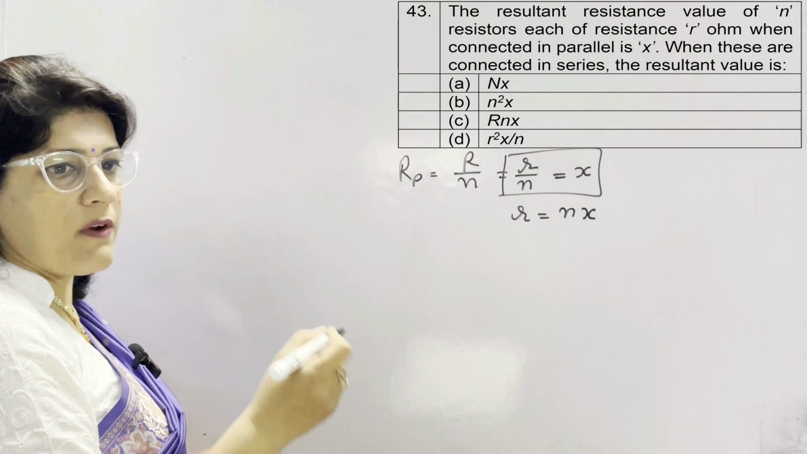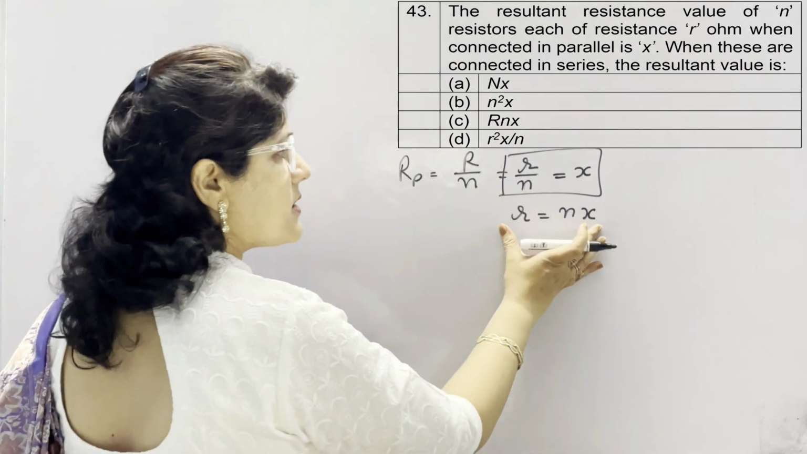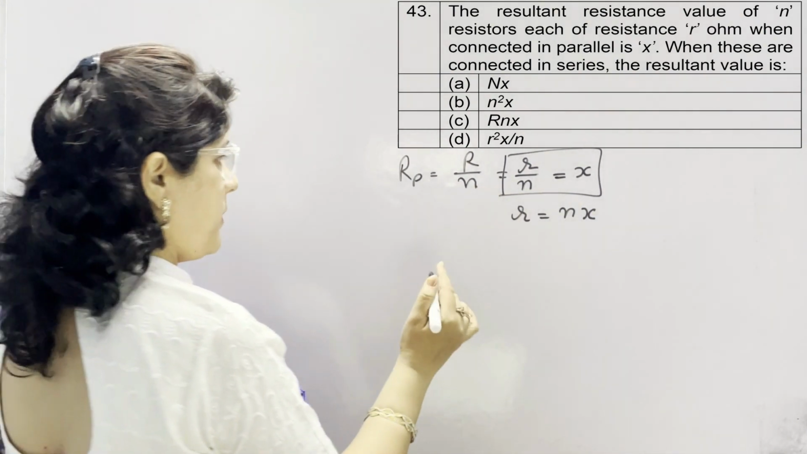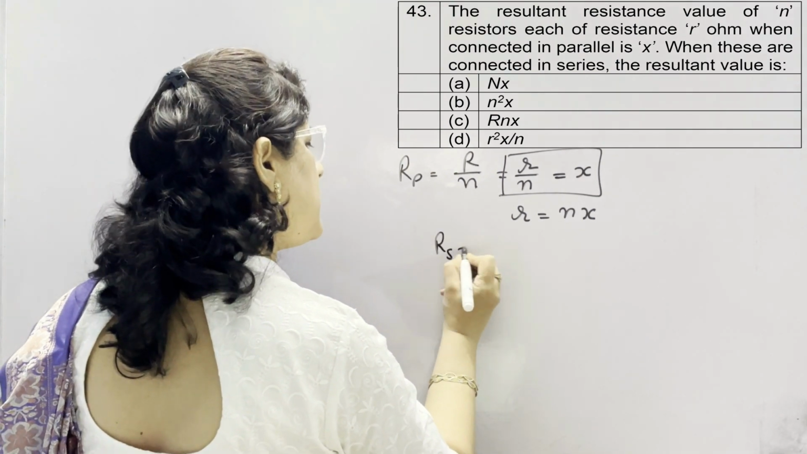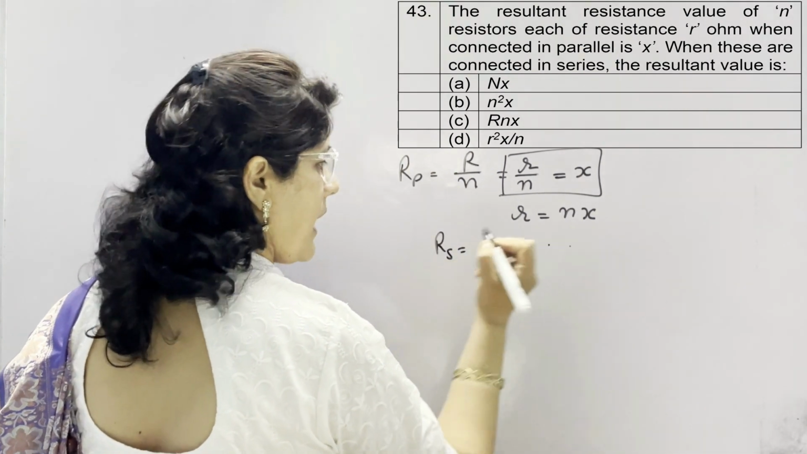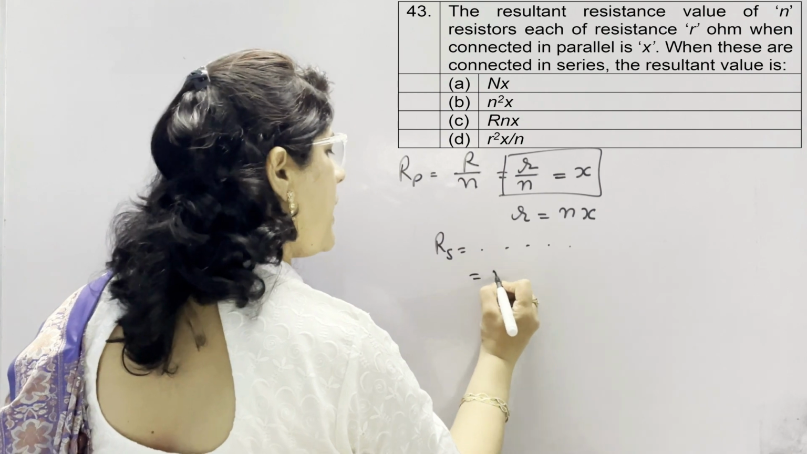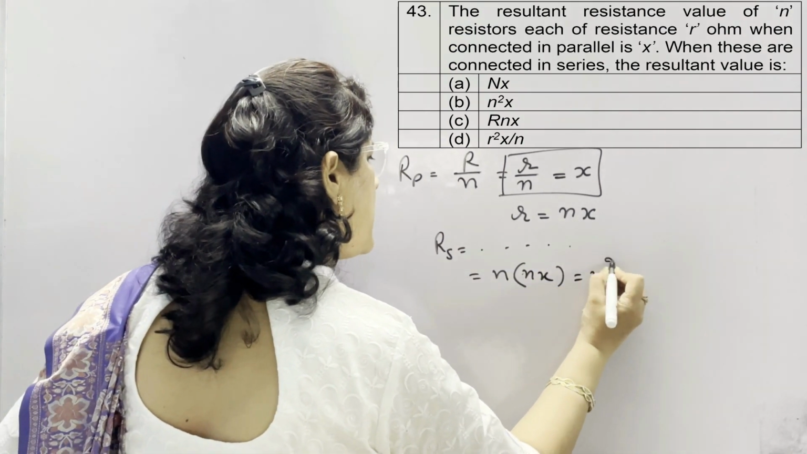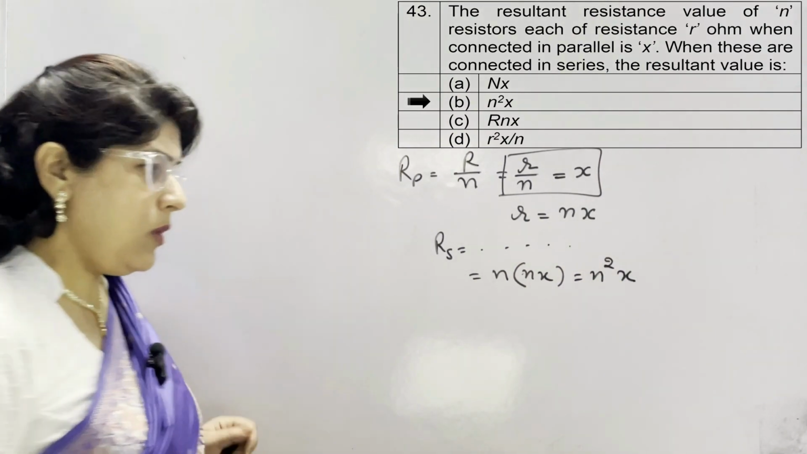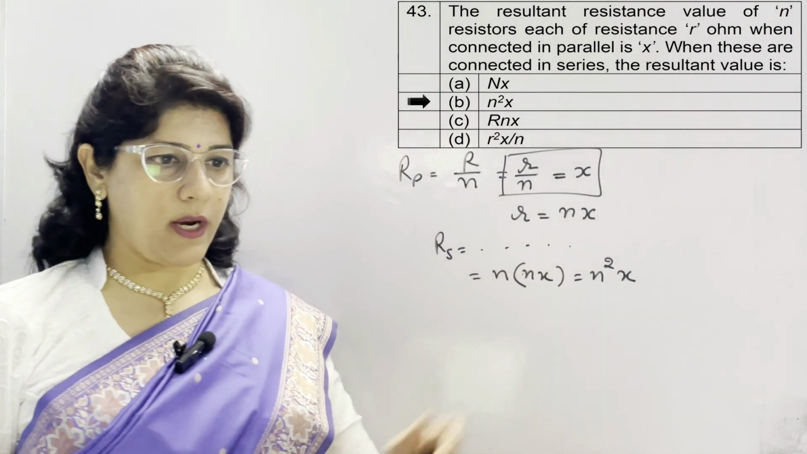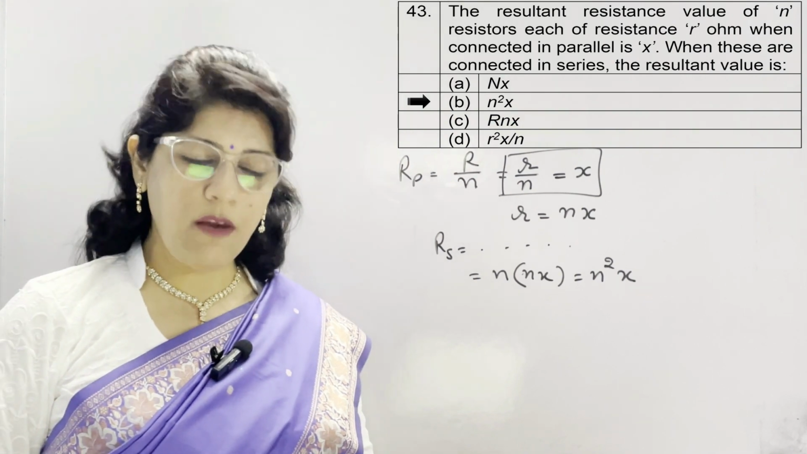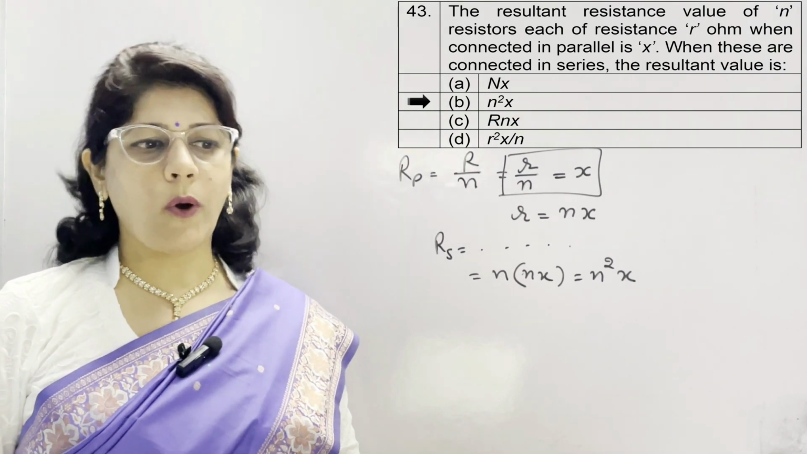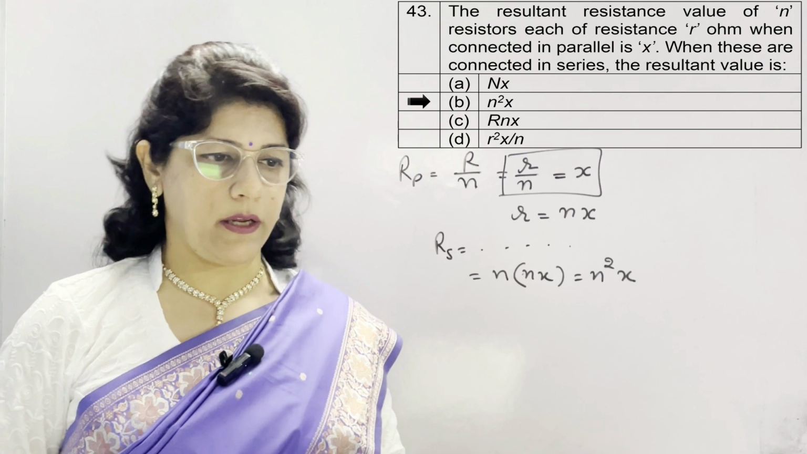Now what will happen when we connect these resistors in series combination? In series combination, we know that if the number of resistors is n, then the value comes out to be n into value of resistor. It means n times nX. So the total answer is n square X. This is our option number B, which is n square X. Other options A, C and D are incorrect here.